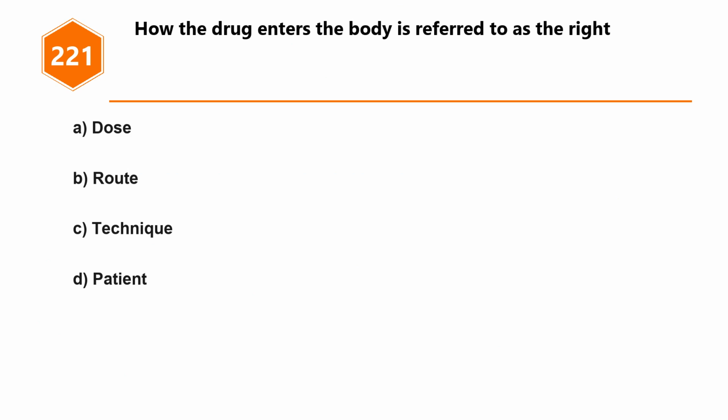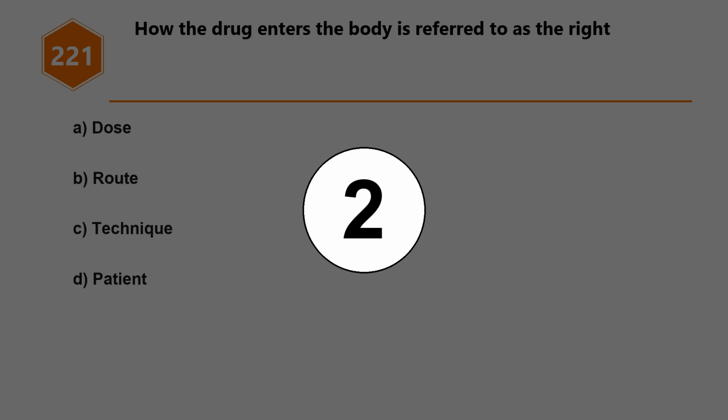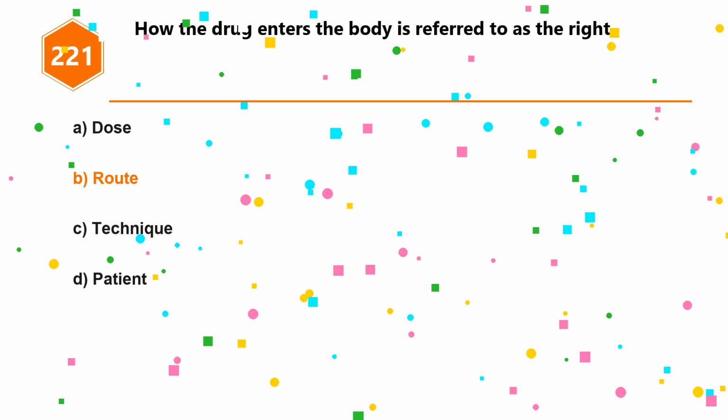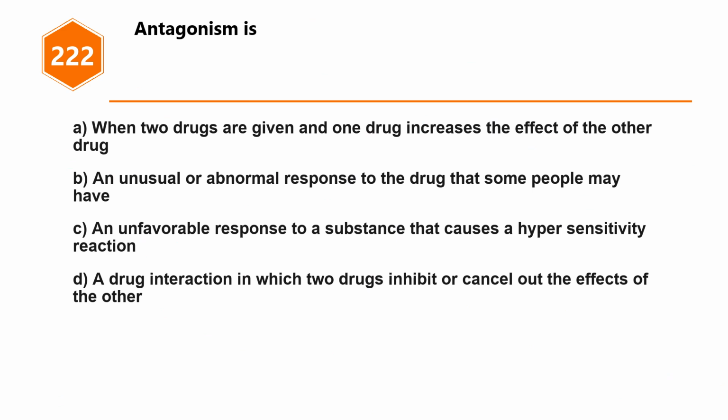Question 221. How the drug enters the body is referred to as the right. Option A. Dose. Option B. Route. Option C. Technique. Option D. Patient. The correct answer is option B. Route.